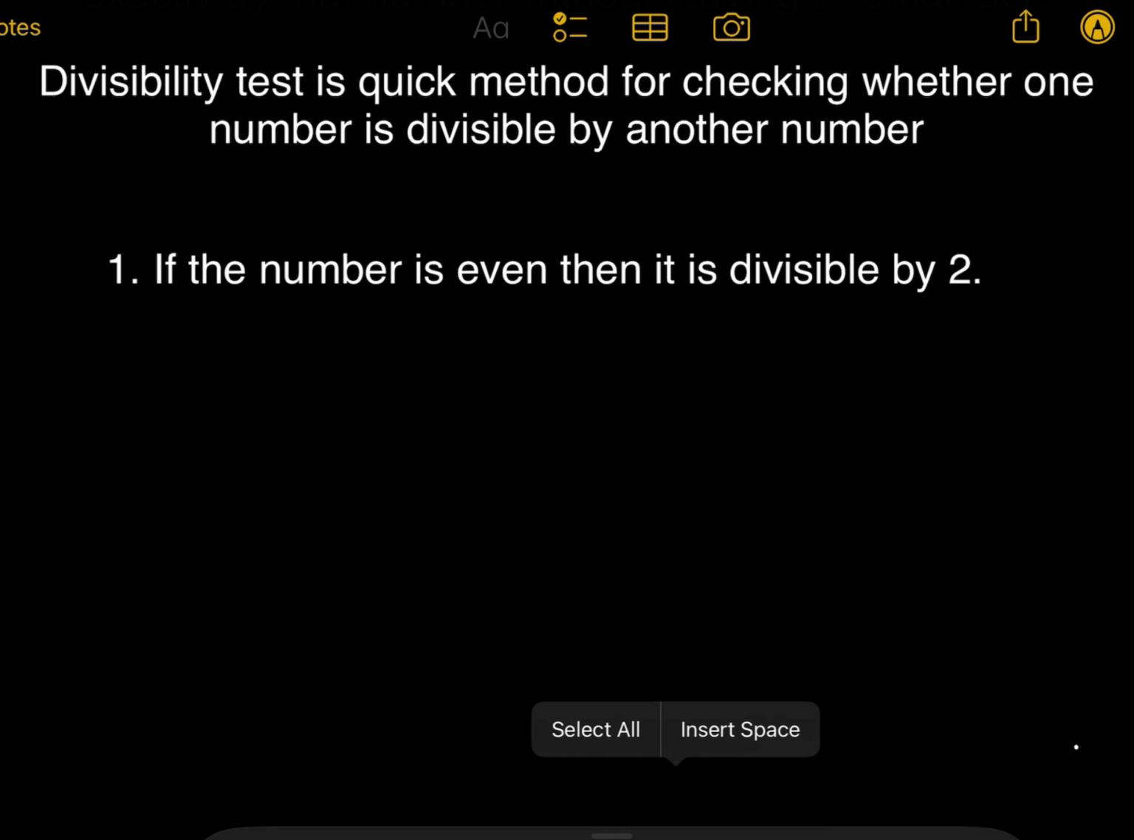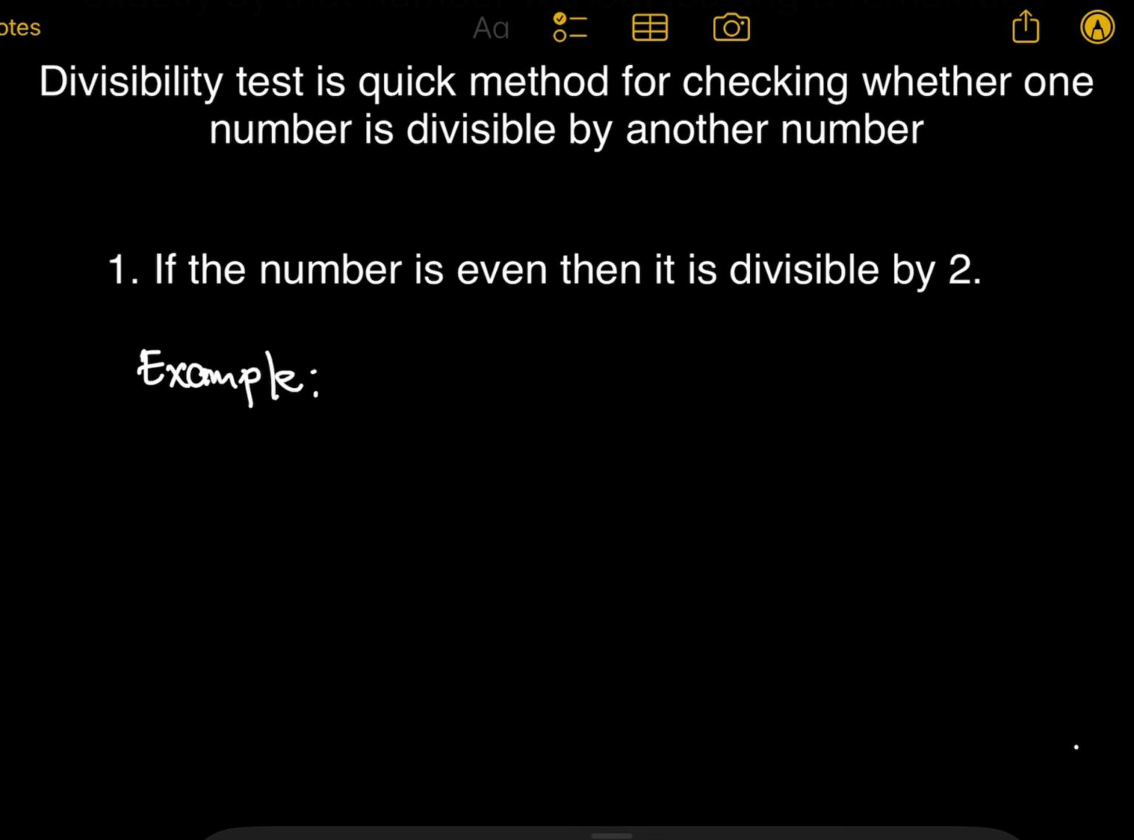If the number is divisible by 2, then it should be an even number. So if the number is even, then it is divisible by 2. That's how simple it is. Let's have an example. For example, 18. 18 is an even number. And if we also have 770, the last digit is 0, and 0 is an even number.